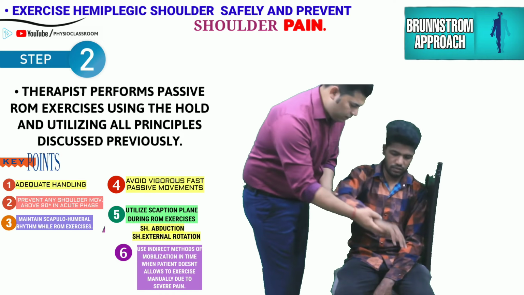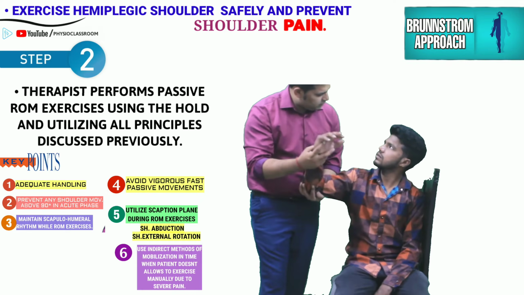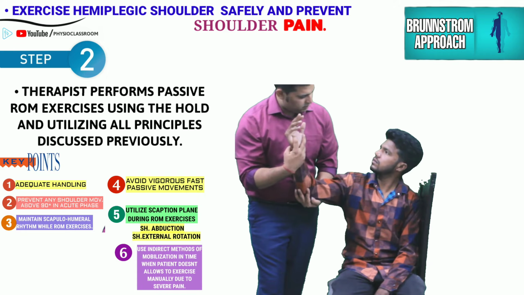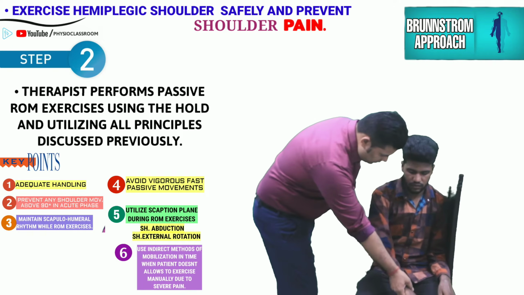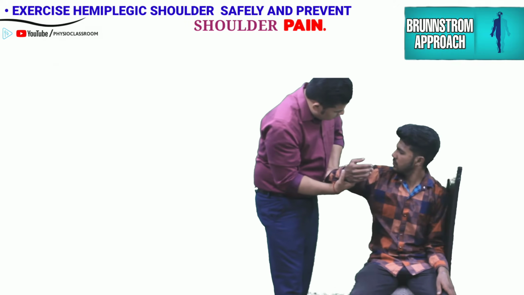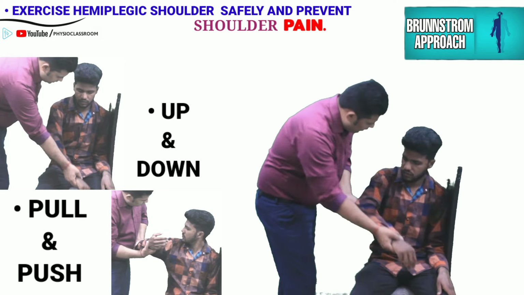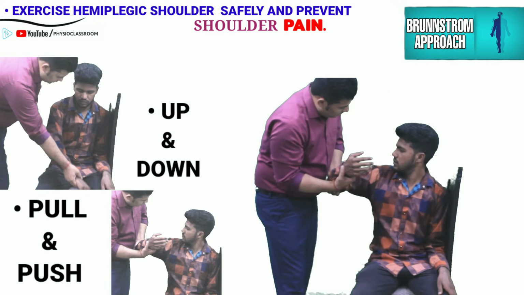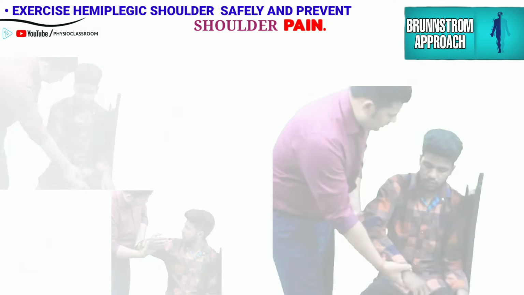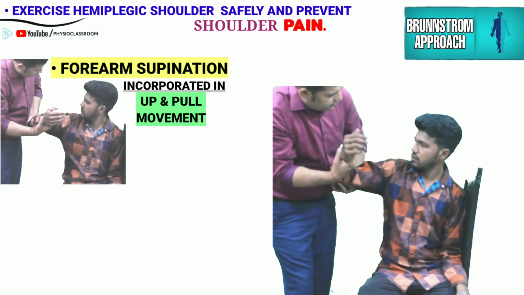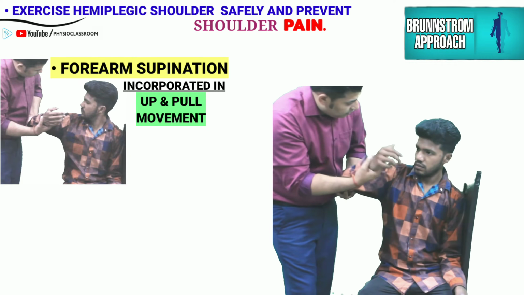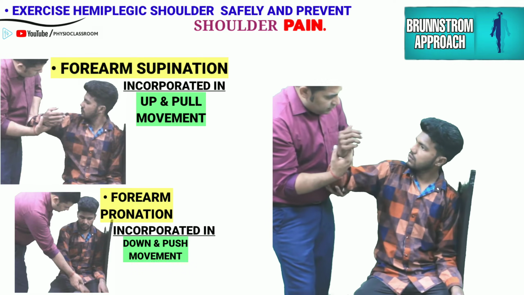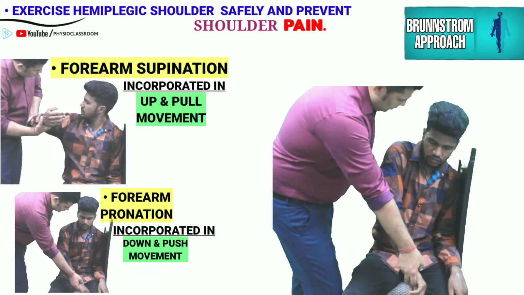Utilizing this hold, the therapist can now guide the patient through range of motion exercises at shoulder, elbow, and wrist joints. During the early stage of hemiplegia recovery, the patient's attention is drawn to the up and down movements and the pull and push movements, even though the patient might not be able to assist. Forearm supination is incorporated in all the up and pull movements, while forearm pronation is usually incorporated in all the down and push movements of the shoulder joint.